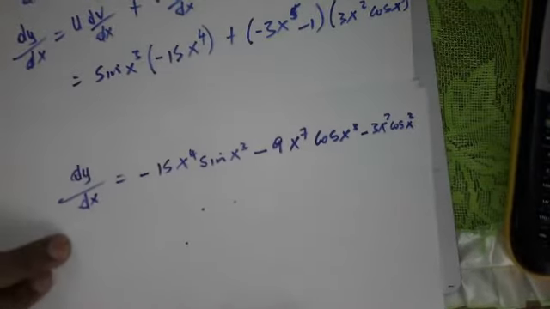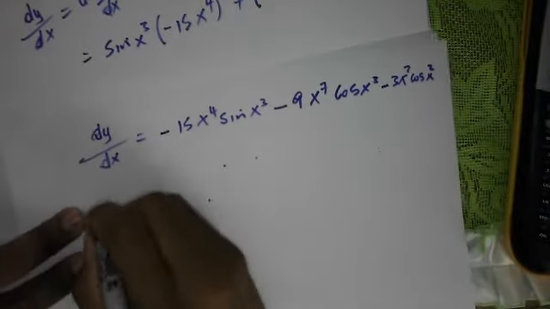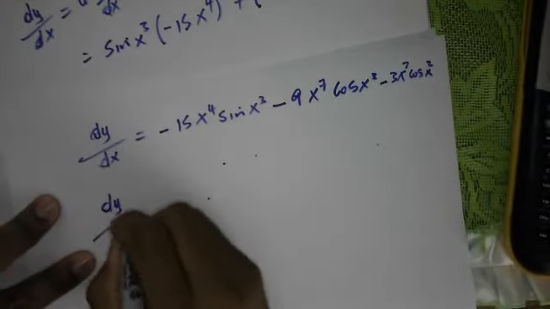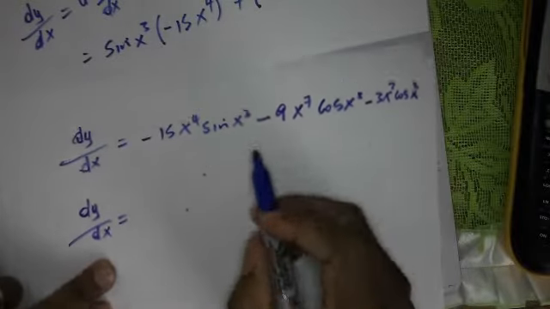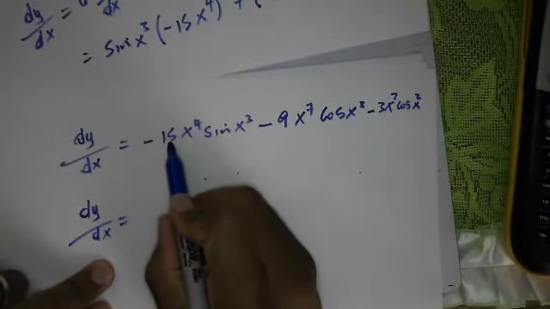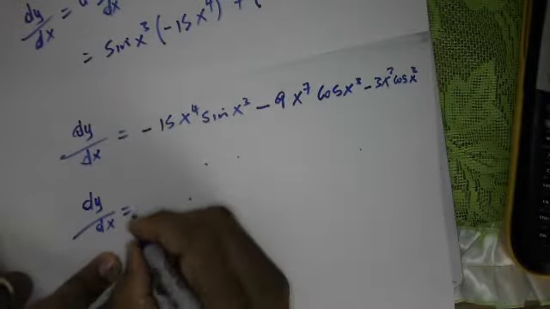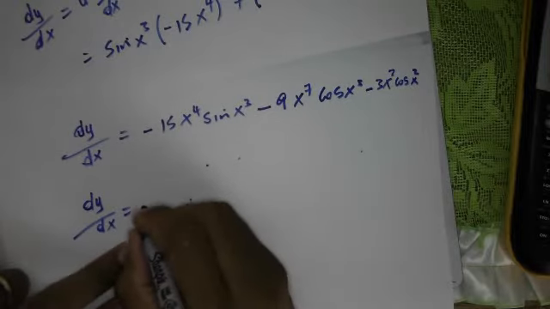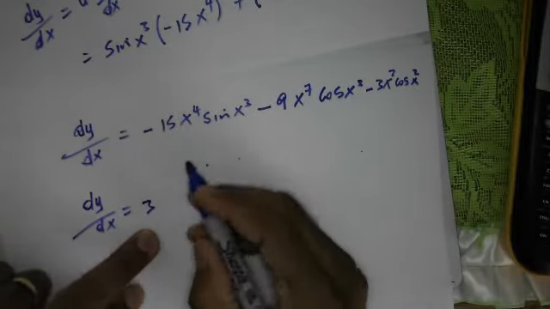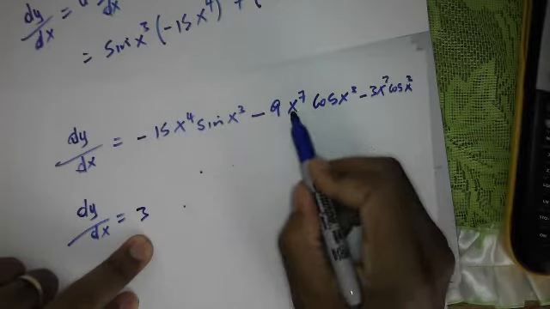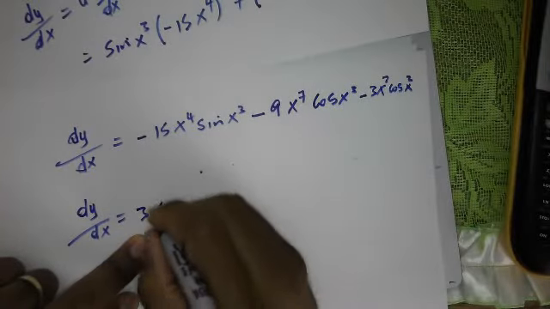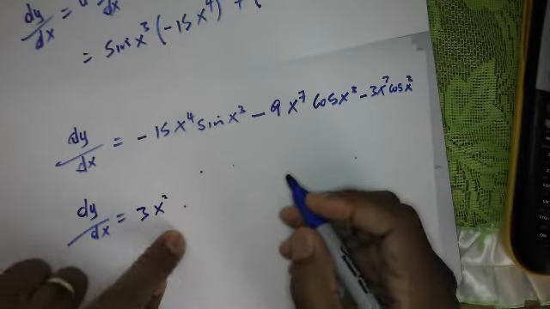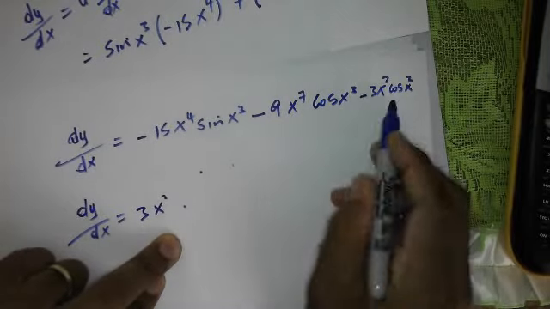Now, let's see if there's anything common. So for dy by dx, we're going to take the thing that is common. So we're comparing negative 15, negative 9, negative 3. We realize that 3 is common. So if we take a 3 out, we're comparing x to the 4th, x to the 7th, and x squared. x squared is common. And that's the only thing that is common.